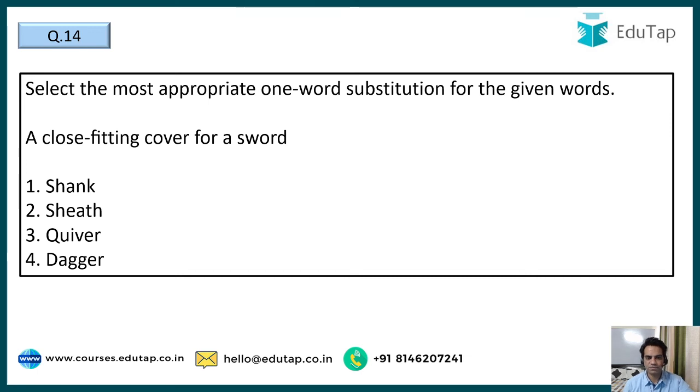Question number 14, we have to find the correct one-word substitution of the given word. A close-fitting cover for a sword. Sword is talwar. So what is the cover of the sword called? Your options are shank, sheath, quiver, or dagger. Yes, guys. Dagger is another knife. Quiver is for arrows. Shank is a small knife once again, and sheath is the correct option. A close fitting cover for a sword is called sheath.